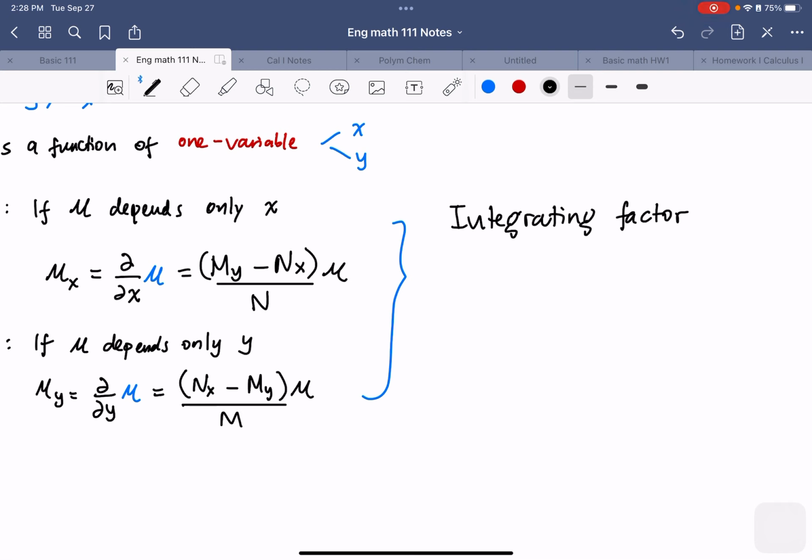Let's say if mu is a function of x, then it equals e with power my minus nx over n dx.